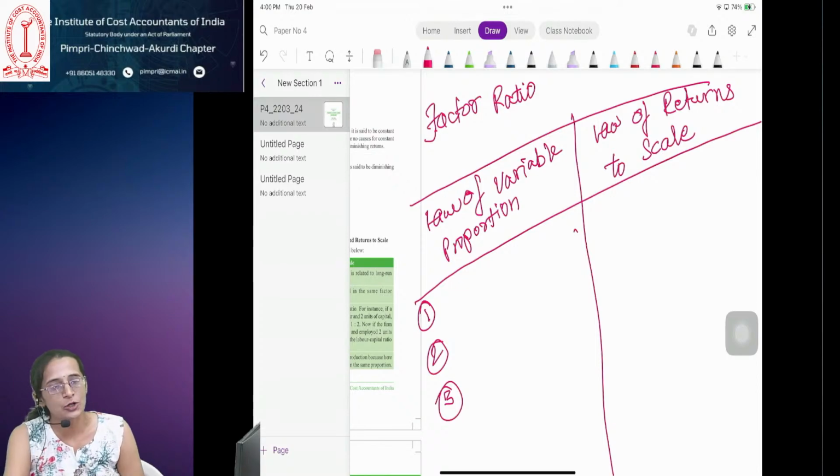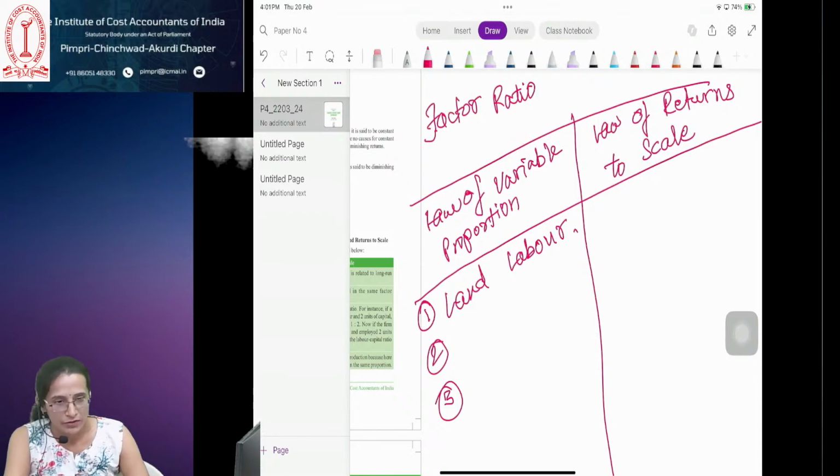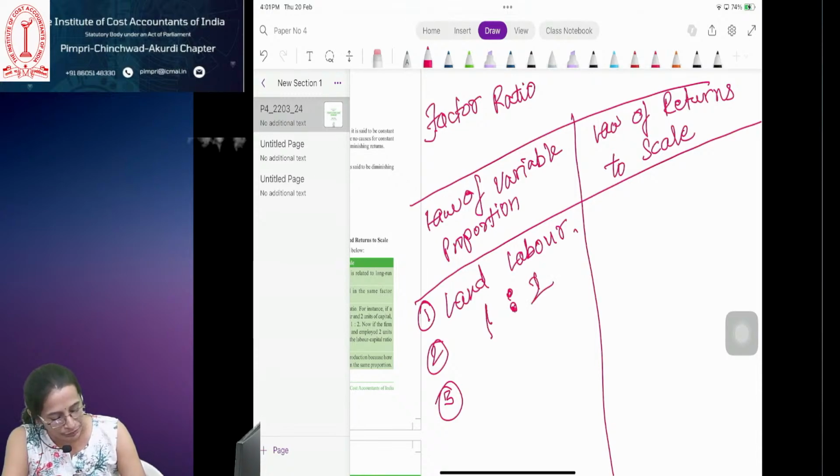So what is the factor ratio? In the law of variable proportion, what we saw was land and labor. Land remains constant, all other factors are constant, and labor will be changing. In that example we saw labor 1 unit at the start, and then labor 2 units and land 1 unit.